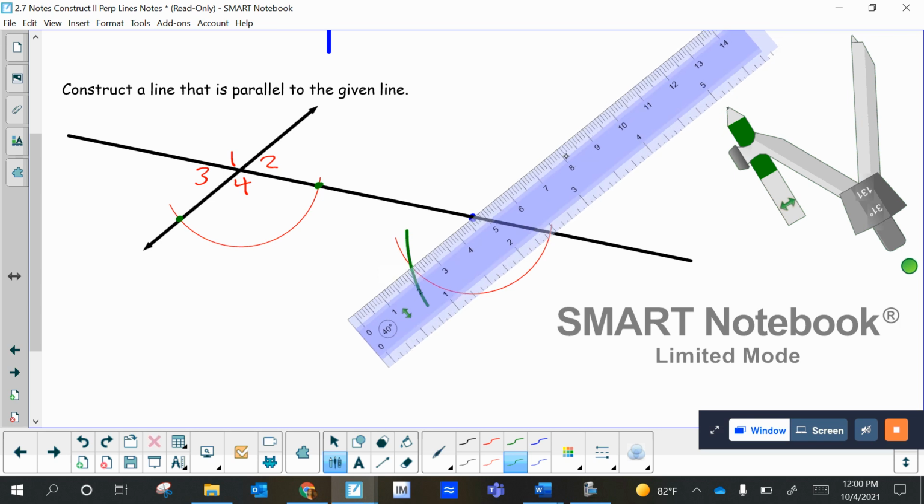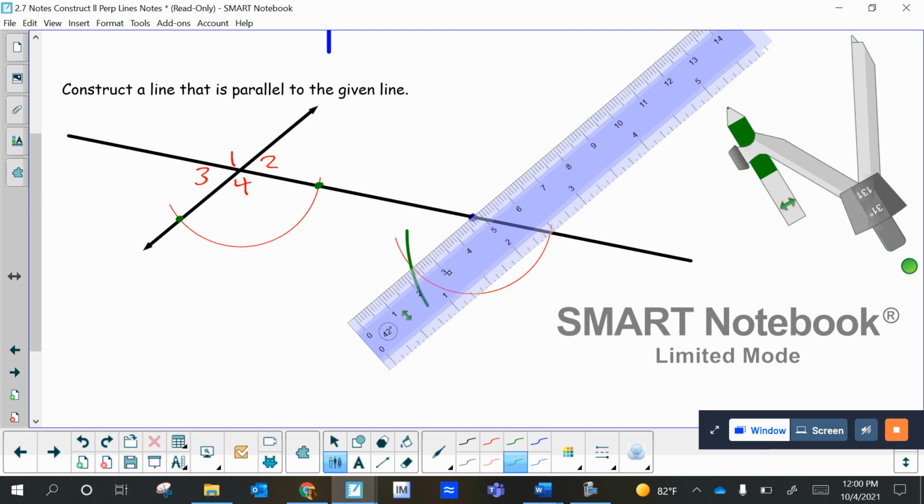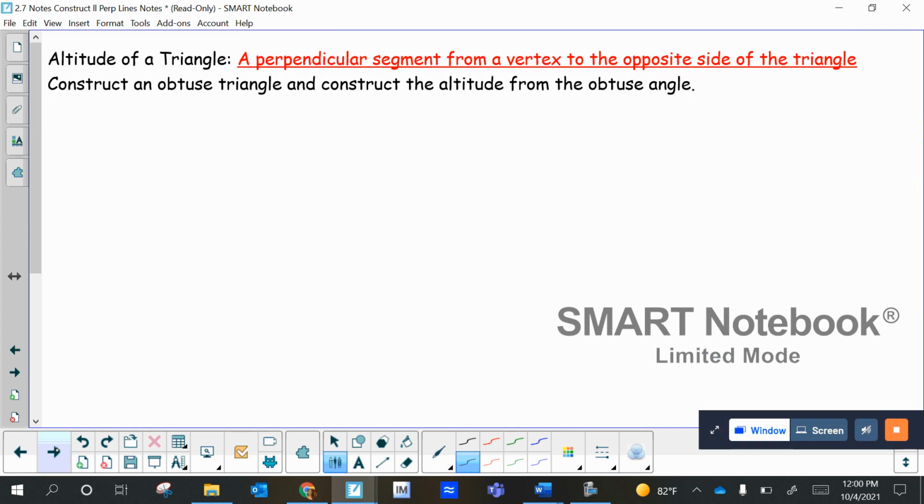You're always going to make sure you're going perfectly. Sometimes it's hard to get through that intersection point. All right, that looks good. Make the lines, and they look pretty parallel to me. So there's my 3 arcs. Okay, all right, let's go to the next one.